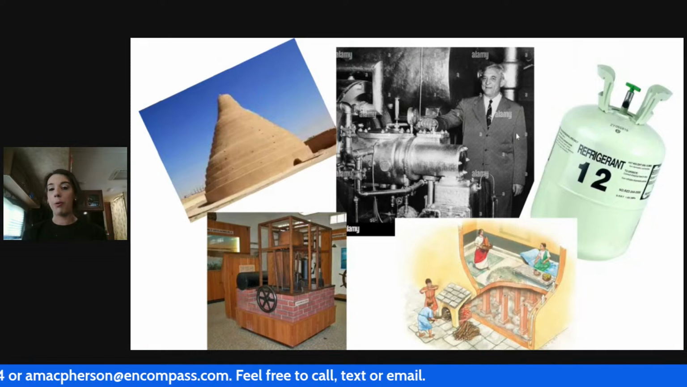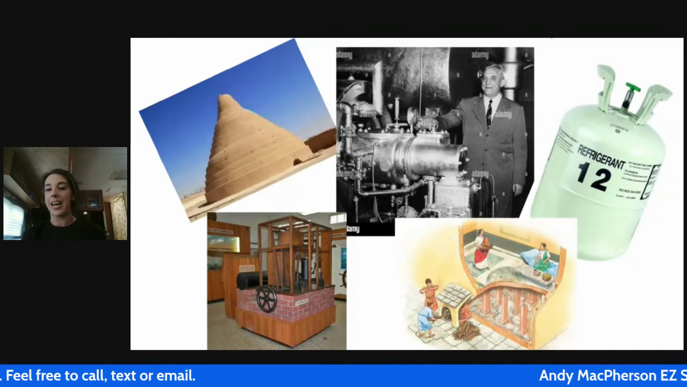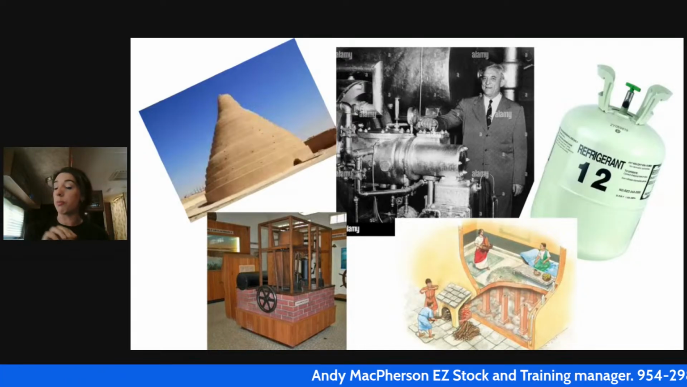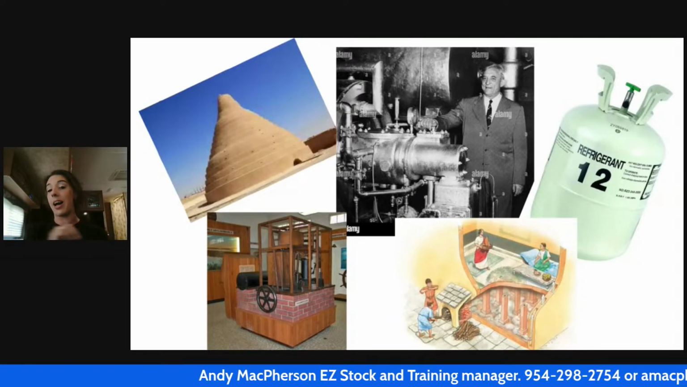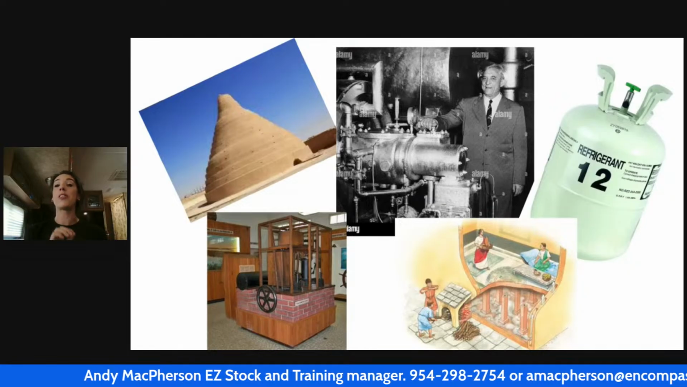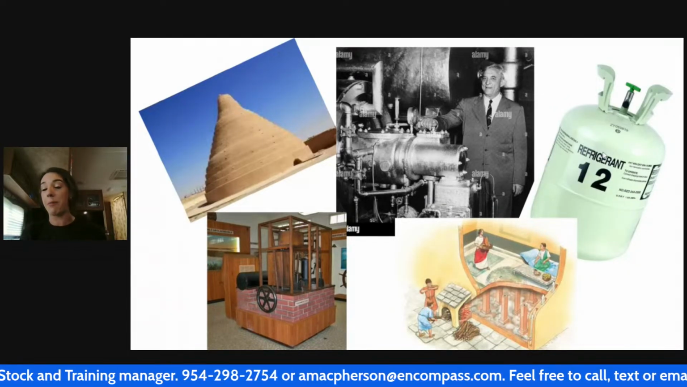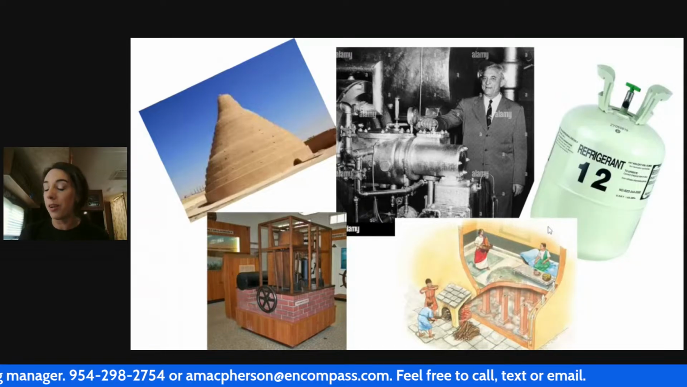Up here, we have Mr. Willis Carrier himself. We like to call him Daddy of AC. He is with one of his first models. It is not the first model, but is one of the first models that is now housed at the Smithsonian Museum. Pretty cool. I would love to go and see it someday. I haven't made it. And then here we have a jug of good old R12.